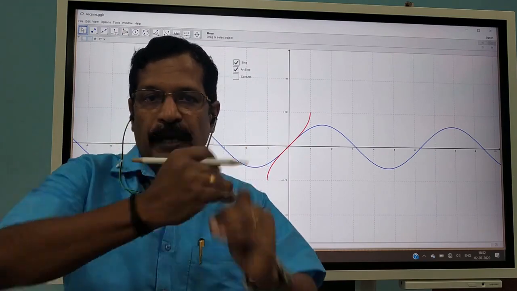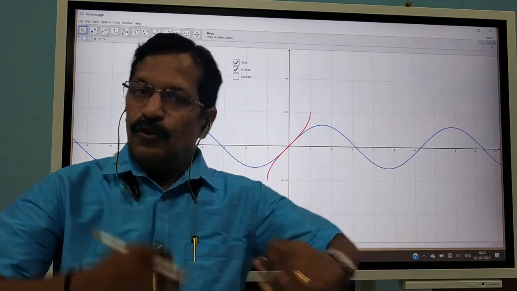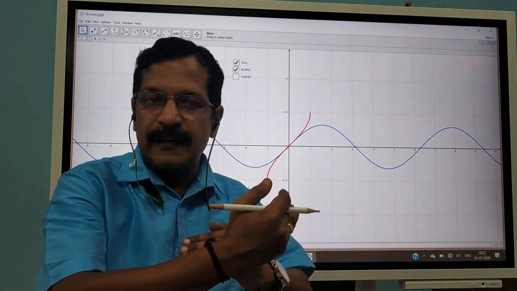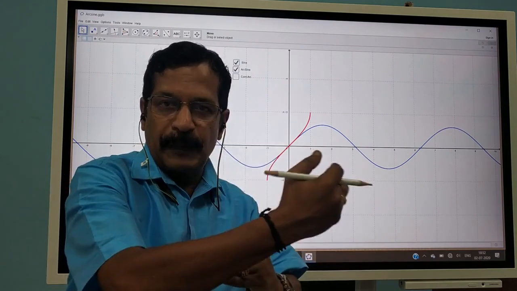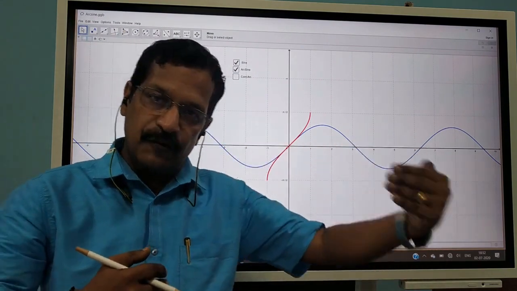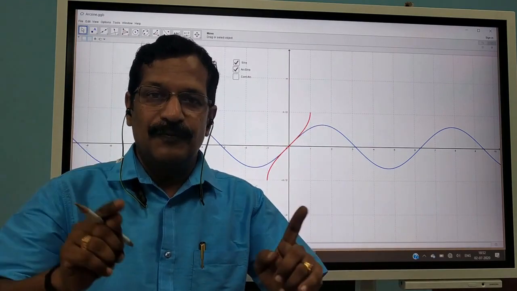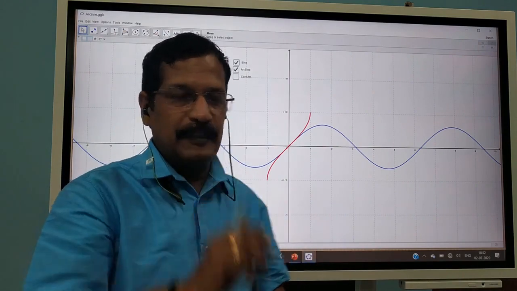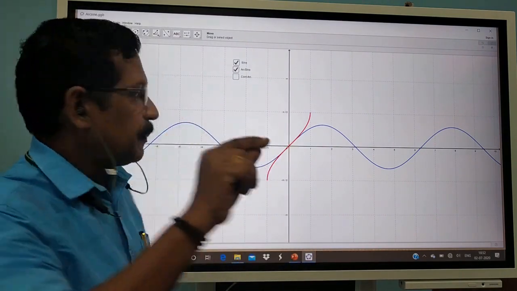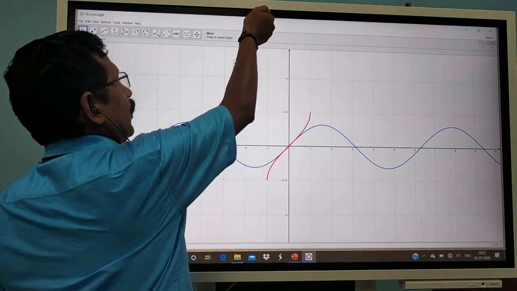That is from pi by 2 to 3 pi by 2 or 3 pi by 2 to 5 pi by 2. So the sine inverse range can be marked as pi by 2 to 3 pi by 2, or 3 pi by 2 to 5 pi by 2, or minus 3 pi by 2 to minus pi by 2, etc. If it is so, what will be the graph? If you join that graph, what will it be? See, if the range is considered as pi by 2 to 3 pi by 2, it is pi by 2 and 3 pi by 2 here, so it becomes this way.